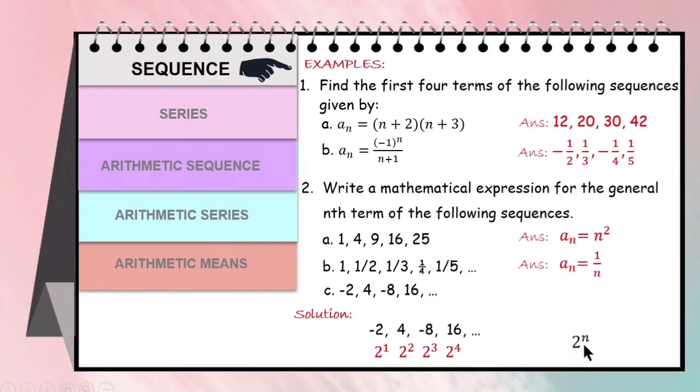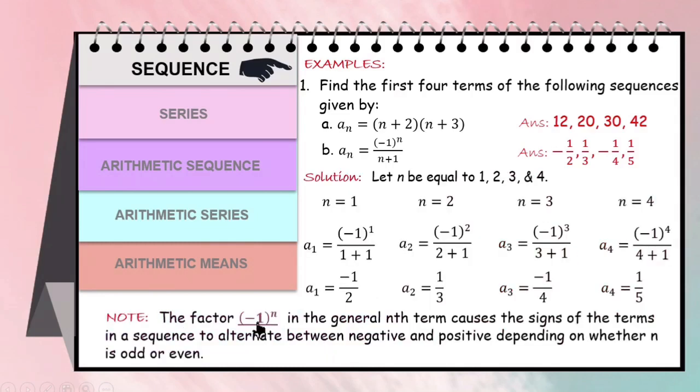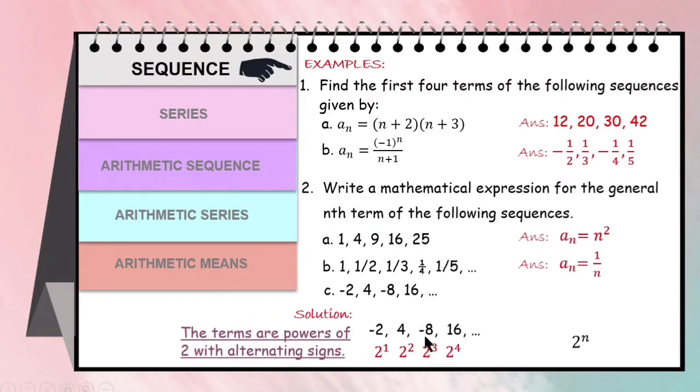However, the terms are powers of 2 with alternating signs. Negative, positive, negative, positive. Remember, this factor negative 1 raised to n causes the signs of the terms of this sequence to alternate between negative and positive. So we must multiply this value to this factor. So the general nth term of this sequence is a sub n equals negative 1 raised to n times 2 raised to n.